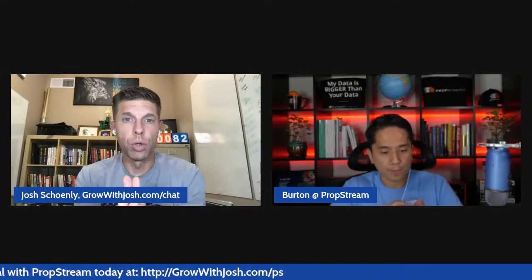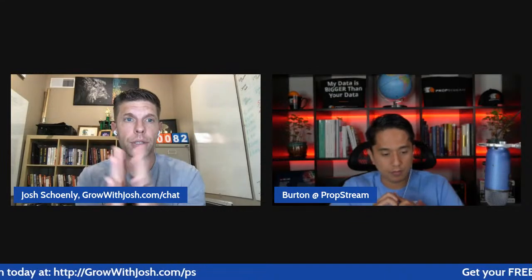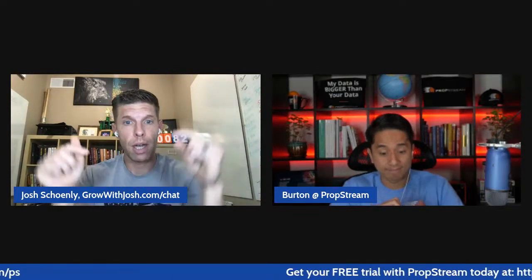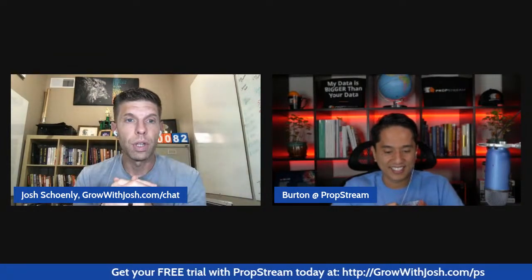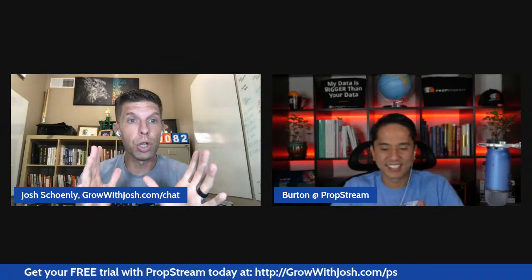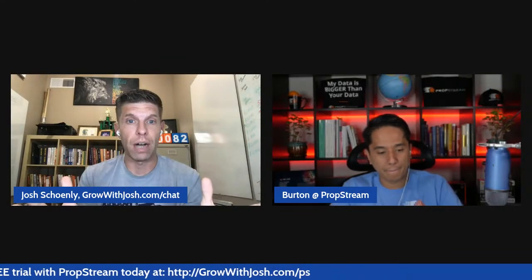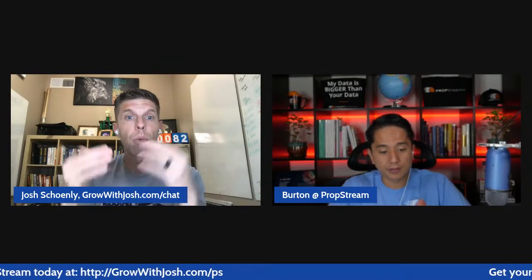Yeah. So here's what you should do next, if you're watching this. Number one, get your free trial if you don't already have it. growwithjosh.com/PropStream. It's scrolling across the bottom. It is also in the description. Number two, make sure you fully set up your profile in PropStream on the desktop or laptop version. And then number three, download the mobile app so you can start using that.